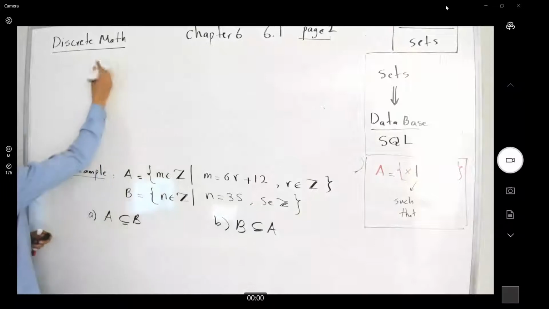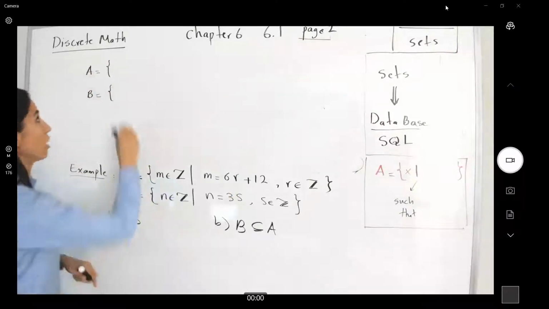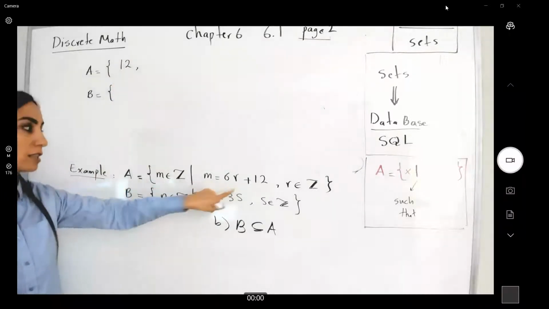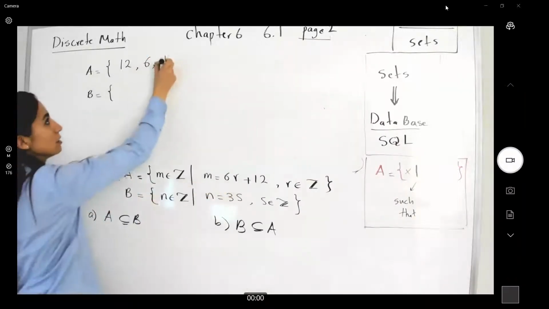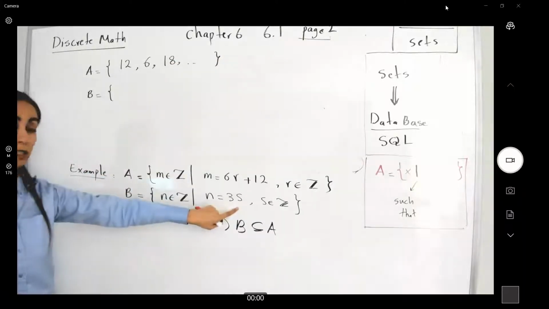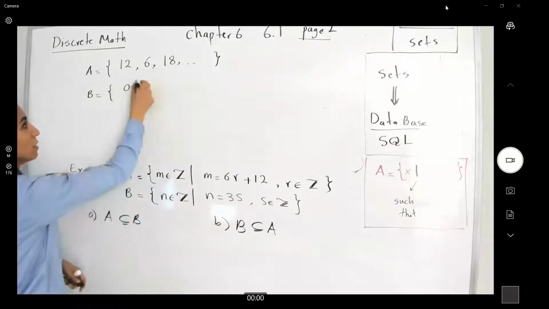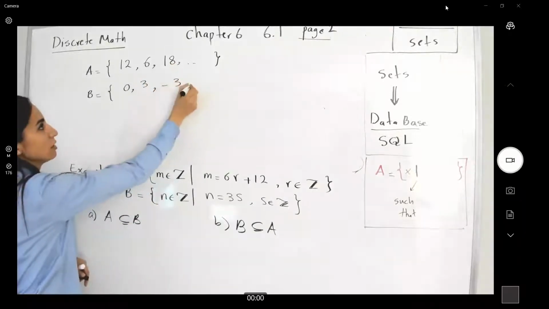Let's take a look at some of the elements in A, some of the elements in B. So A, B. If I plug in 0 here, I get 12. If I plug in, for example, -1 here, I get 6. If I plug in 1 here, I get 18. And I can continue this process. For this guy, if I plug in 0, I get 0. If I plug in 1 for s, I get 3. If I plug in -1 for s, I get -3.